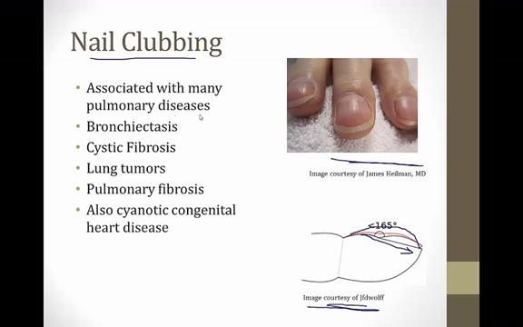And nail clubbing is associated with many pulmonary diseases. Some of the classic ones to be associated with clubbing are bronchiectasis, cystic fibrosis, which can potentially cause nail clubbing in children, lung tumors, pulmonary fibrosis, and then finally cyanotic congenital heart disease has been associated with nail clubbing.